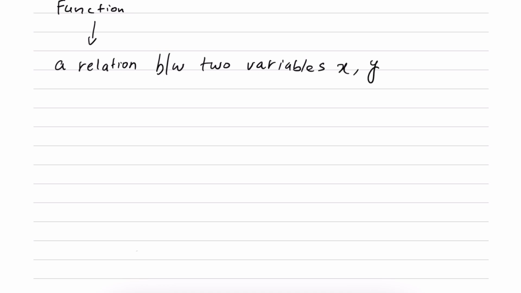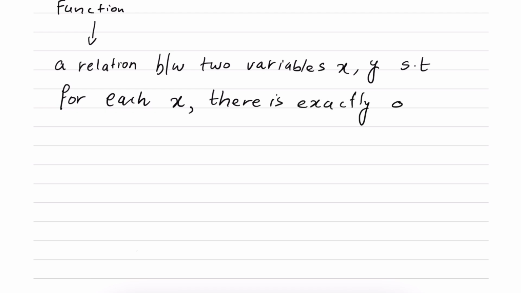What is a function in mathematics? So, a function is a relation between two variables x and y such that for each x there is exactly one y, or you could say that each x determines only one y.